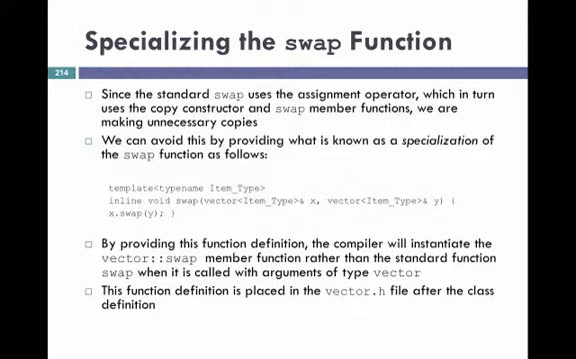Now, since the standard swap uses the assignment operator, which in turn uses the copy constructor and the swap member functions, we are making unnecessary copies. So we can avoid this by having a specialization of the swap. In this function definition, the compiler will instantiate the vector swap member function rather than the standard function swap when it's called with arguments of type vector. And this function definition is placed in vector.h after the class definition.